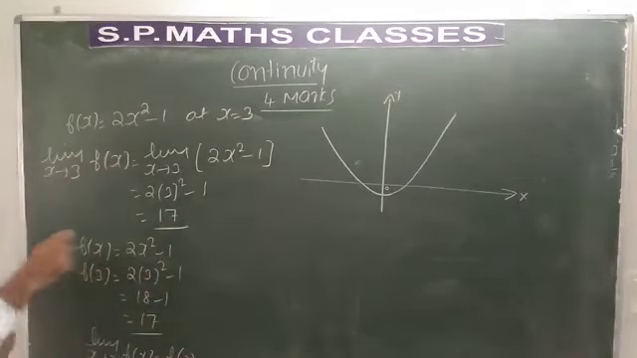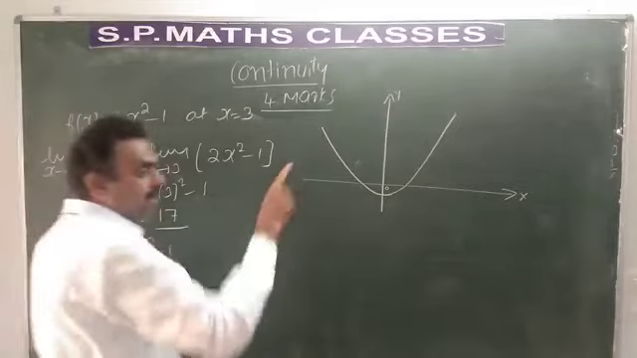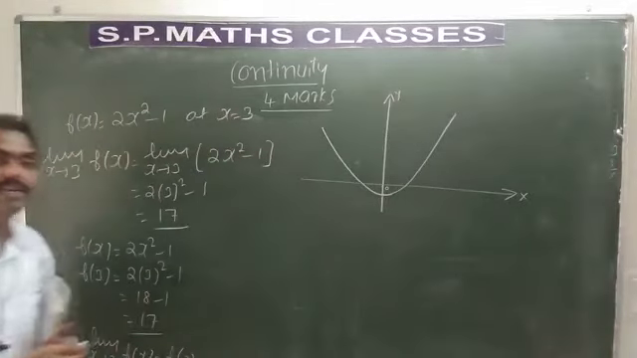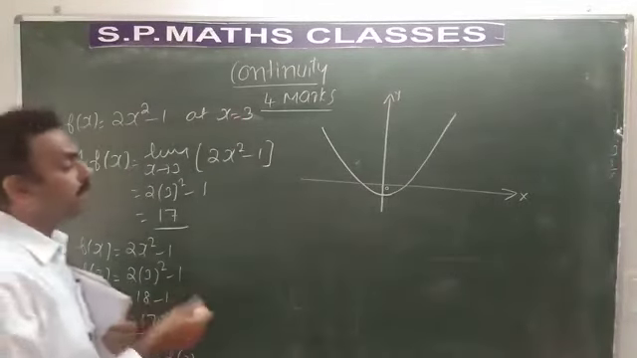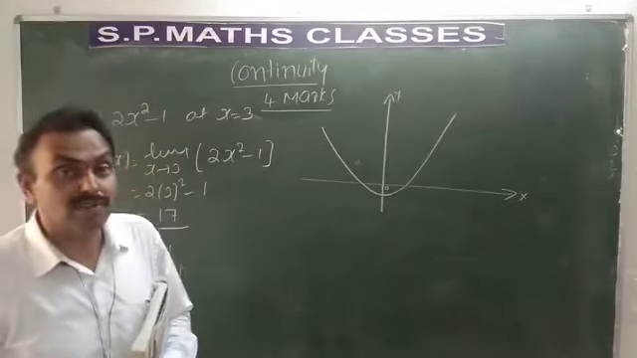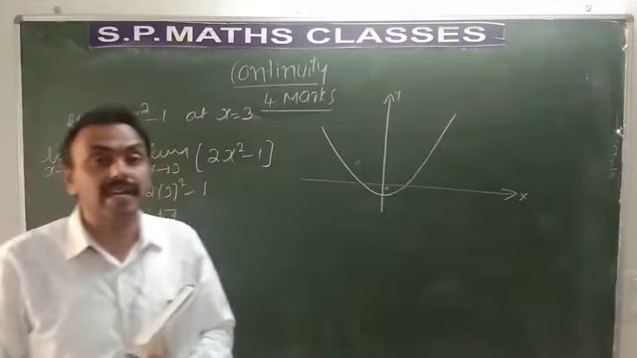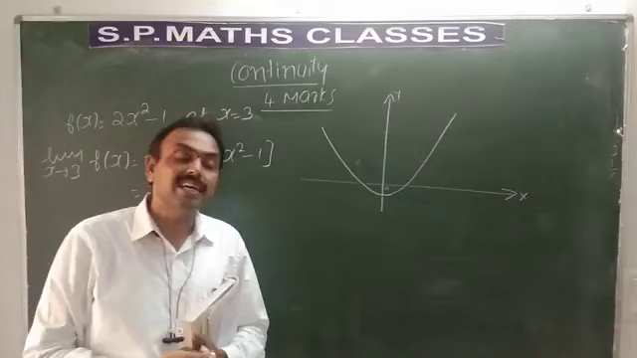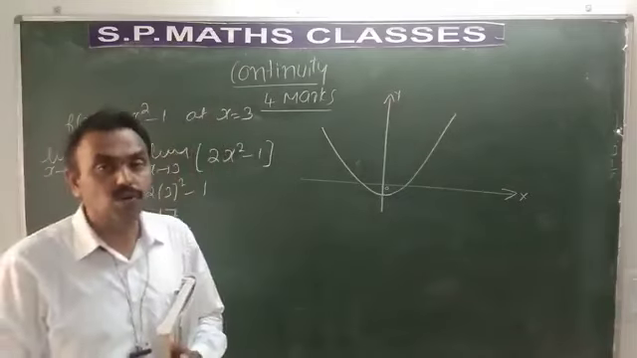So just for the sake of understanding, I am drawing the graph. It is not compulsory to draw a graph, but if I draw it, you will understand that there is no break in the graph of the function. Since there is no break in the graph of the function, it is obviously continuous. I think you have understood how to solve this.